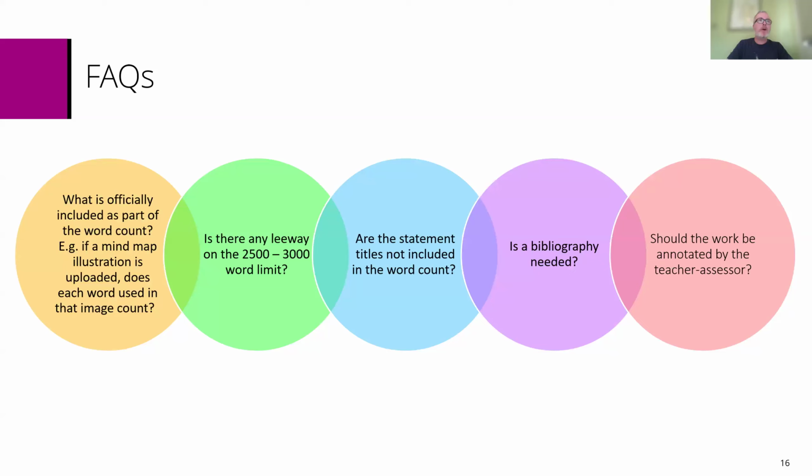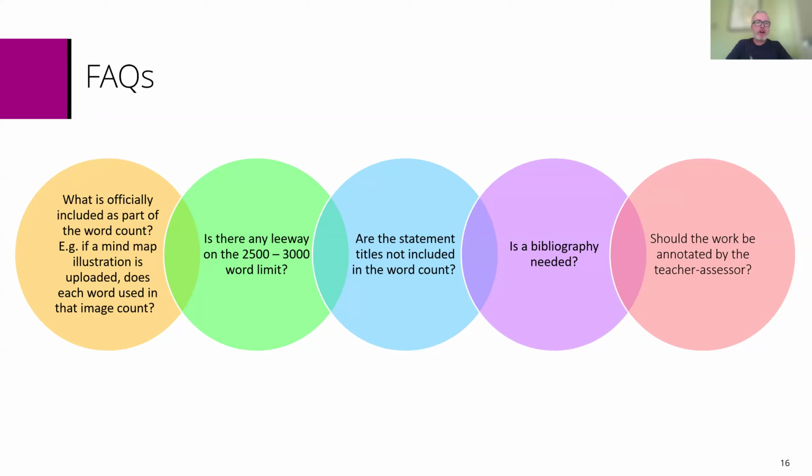In terms of the portfolio, and what is included. So would a mind map be included? Would images and words and images? So basically the word count is 3,000 max. It doesn't include the statements. With the statements, it's about 120 words.